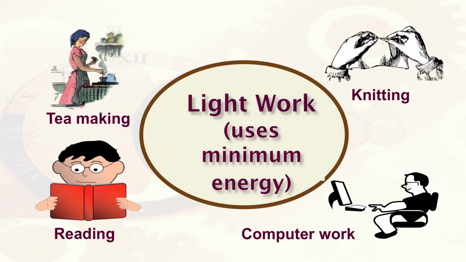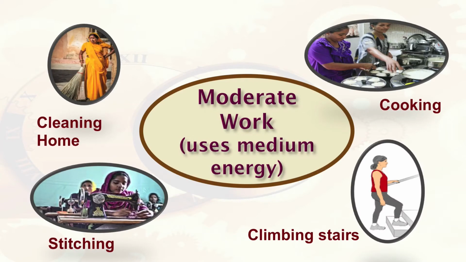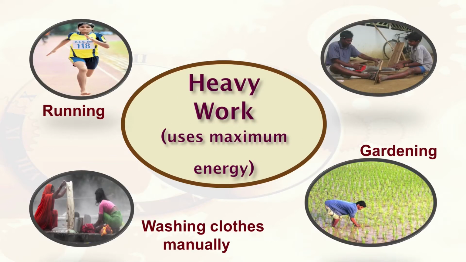Let us understand what kind of activities are included in light work, which uses minimum energy. For example, cutting vegetables, dusting, writing, reading, knitting, etc. And there are many moderate activities which use medium energy. For example, cooking, cleaning utensils, cleaning other areas of the house, sweeping, dusting, stitching, etc. But there is much heavy work which uses maximum energy: mopping the floor, washing clothes manually, running, climbing stairs, gardening, etc.